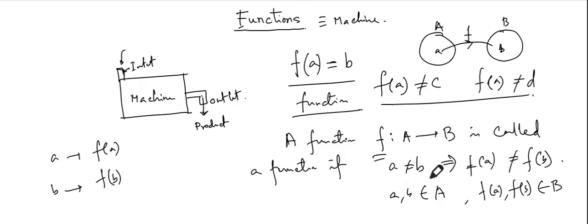If this does not happen, then f is not a function. Okay, so this is the definition of a function. Now, how many functions can we define from a set A to a set B?